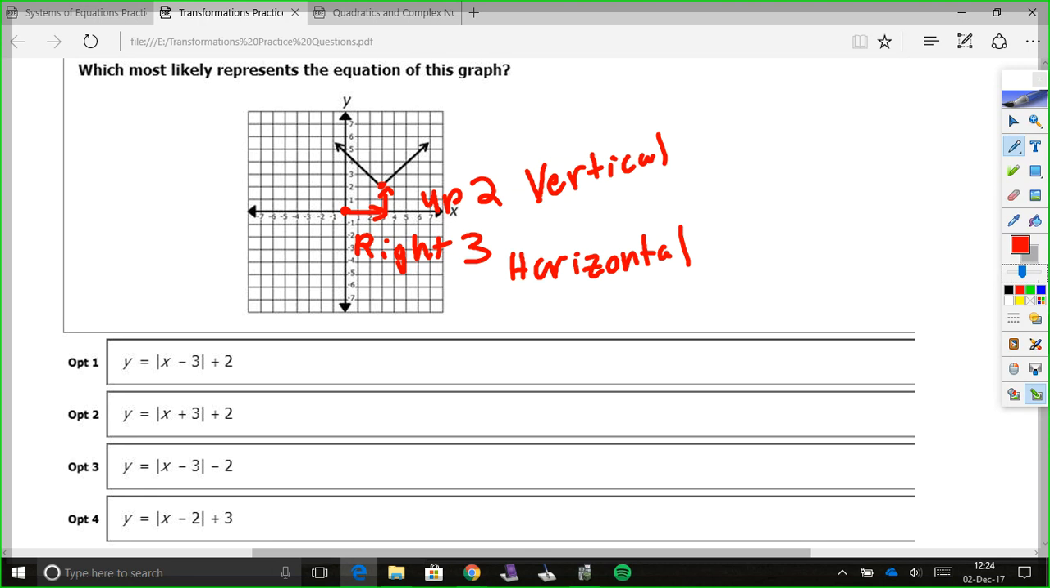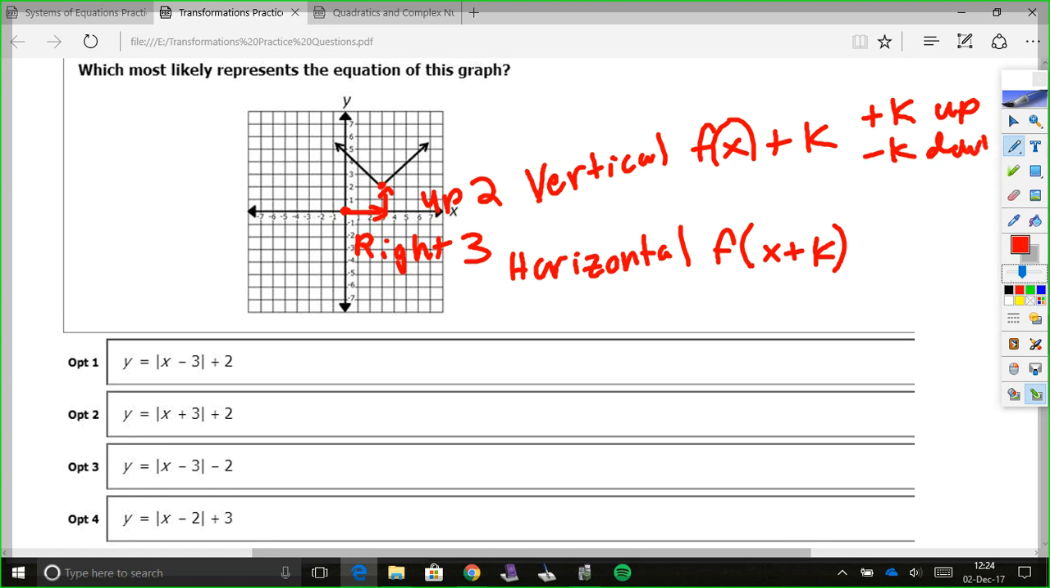Remember, horizontal shifts means that this number would be added or subtracted inside the parentheses. The vertical shifts mean that this number would be added or subtracted outside the parentheses. Don't forget, just to repeat myself one more time, plus means up, minus means down. And for horizontal, plus means left, minus means right. So I need to go up 2, which means I need to put a plus 2 on the outside. And I need to go right 3, which means I need a minus 3 on the inside.